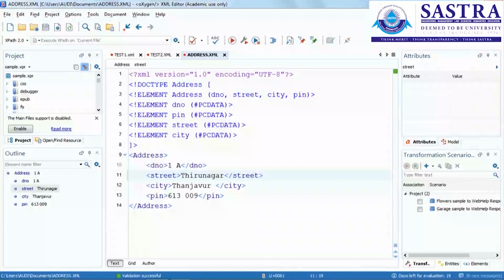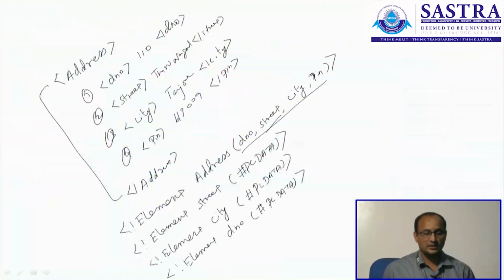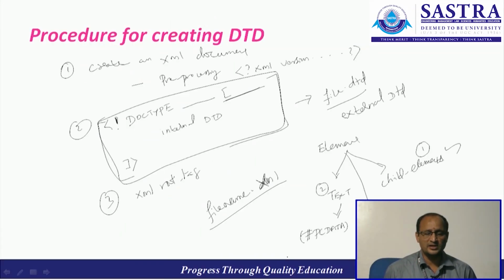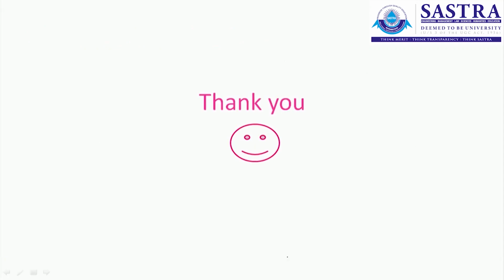Address.xml I have saved. That's all about this session. Go through all rules for making an XML document. As I told you, the element can be defined with text, child elements, as well as text and child elements. Thank you for watching this session.